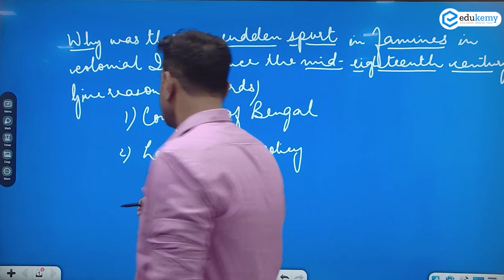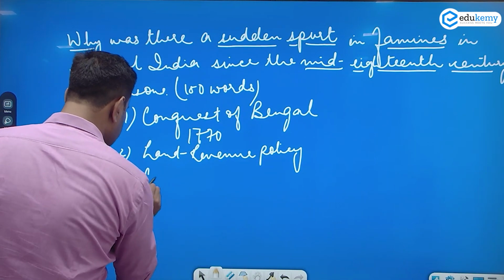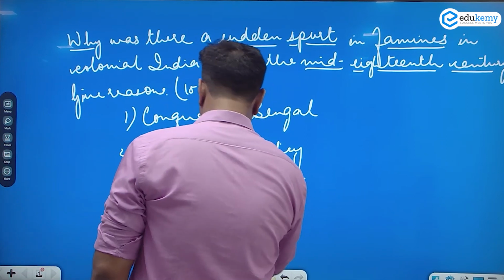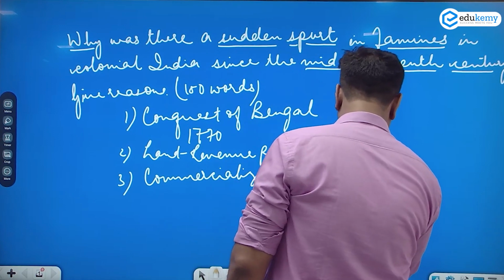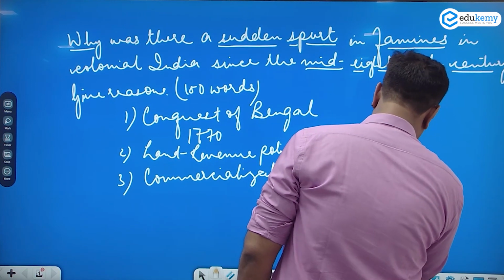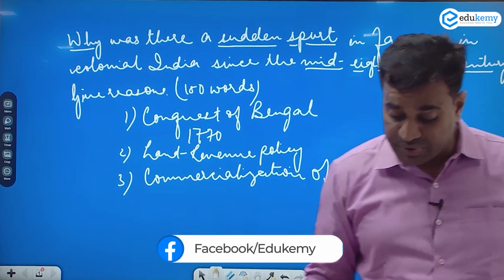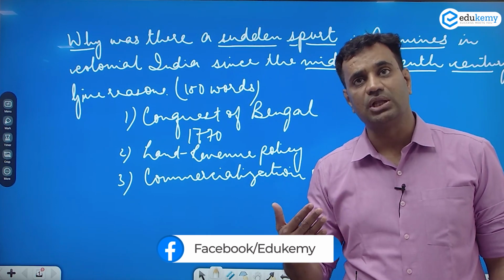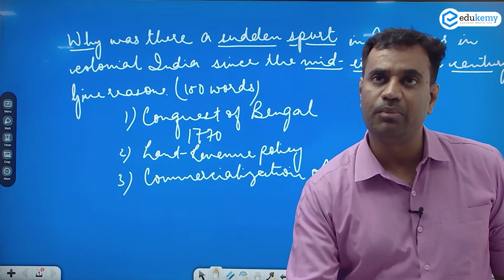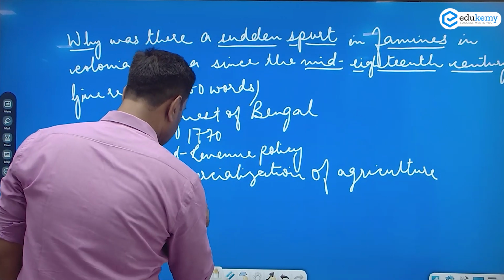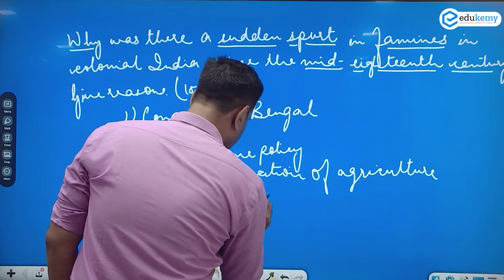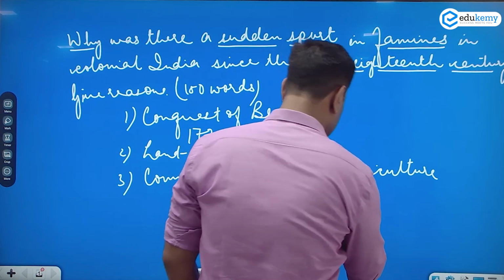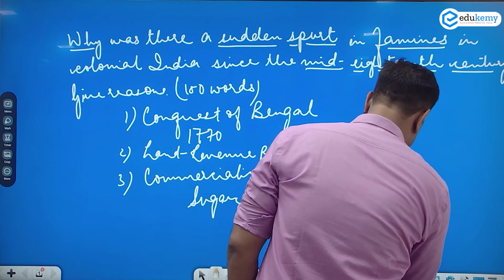The third major factor that led to this development was the British policy known as commercialization of agriculture. Commercialization of agriculture was another major factor that led to a certain spurt of famines in India. Why? Because the British authority forced Indian peasants to cultivate more and more commercial or cash crops. A large number of cash crops like sugar cane as well as indigo began to be cultivated. Along with that, even tobacco cultivation was promoted by the British in India.